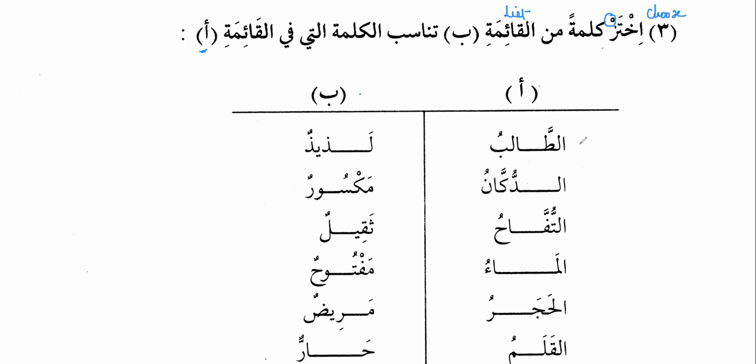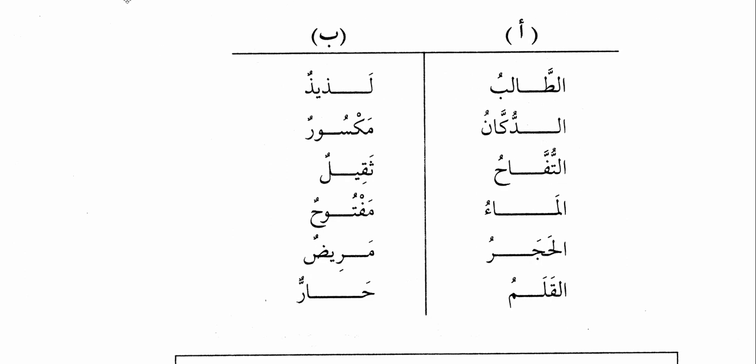So first is at-talib. What can you choose for talib? Let's see if there are more words down there. Okay, there are only these words. So let's see. At-talibu, what can be talibu? Laziz, maksur, thaqil, maftuh, marid, har. A talib can be marid, meaning he can be sick. Maridun means sick.